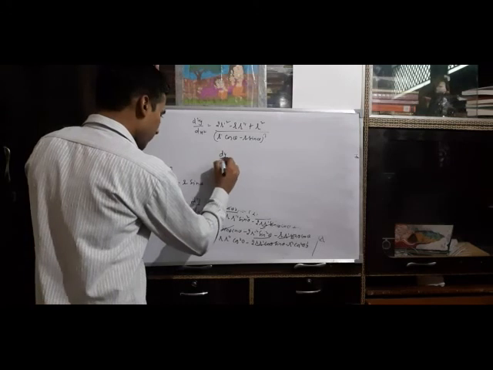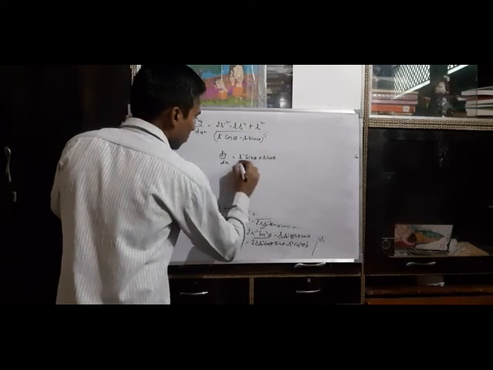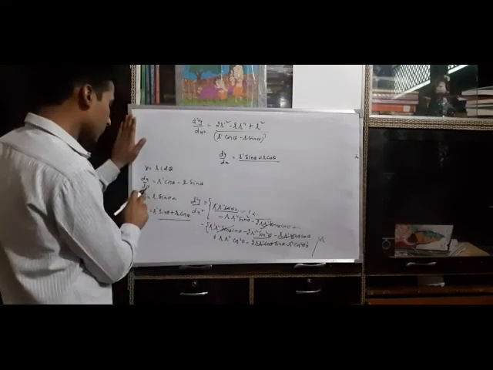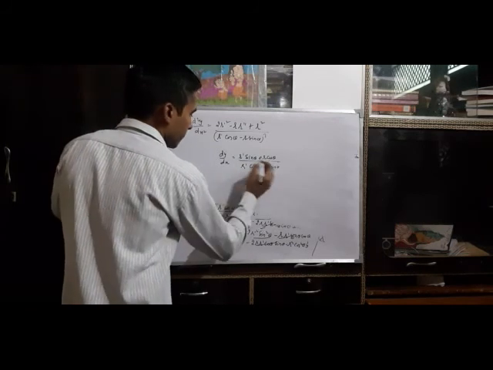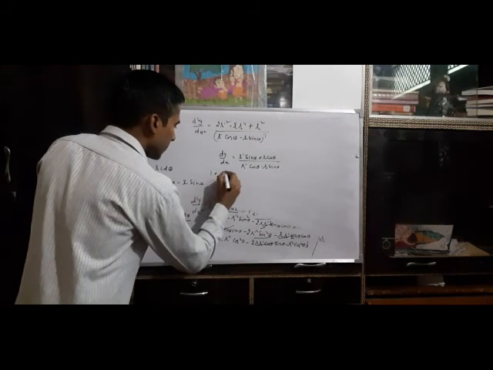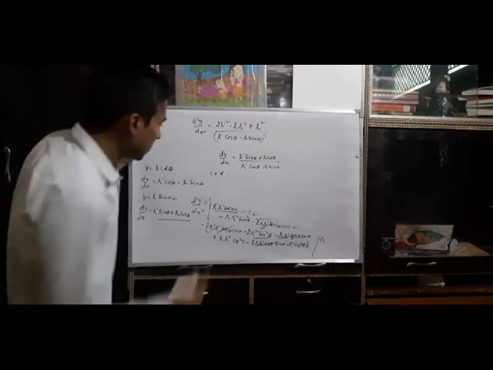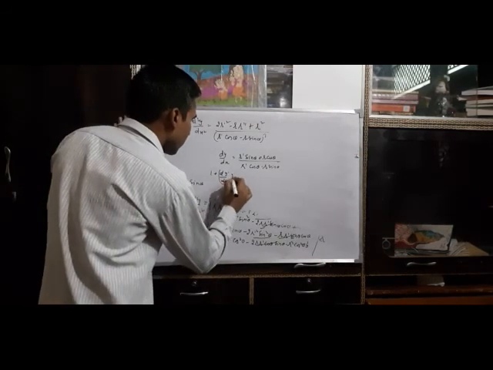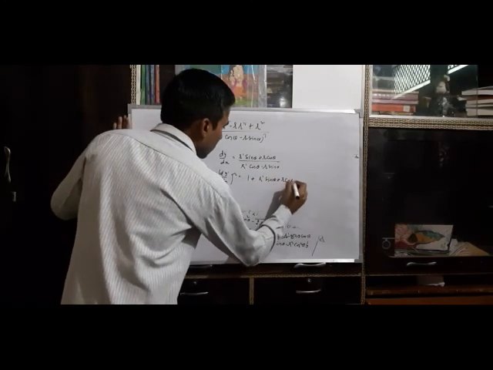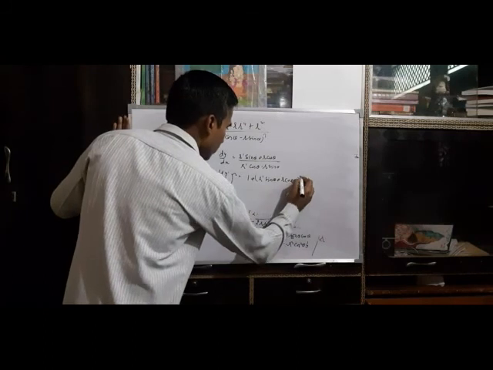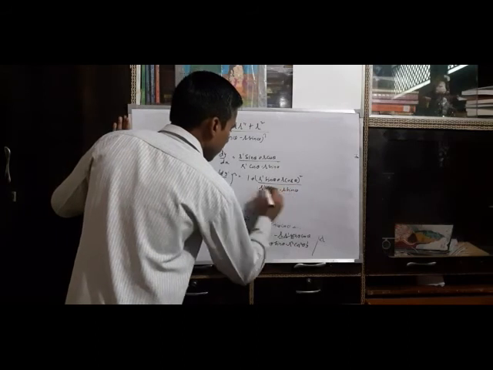So dy by dx is (r prime sin theta plus r cos theta) divided by dx by d theta, which is (r prime cos theta minus r sin theta). So 1 plus (dy by dx) whole square gives 1 plus (r prime sin theta plus r cos theta) whole square, divided by (r prime cos theta minus r sin theta) whole square.